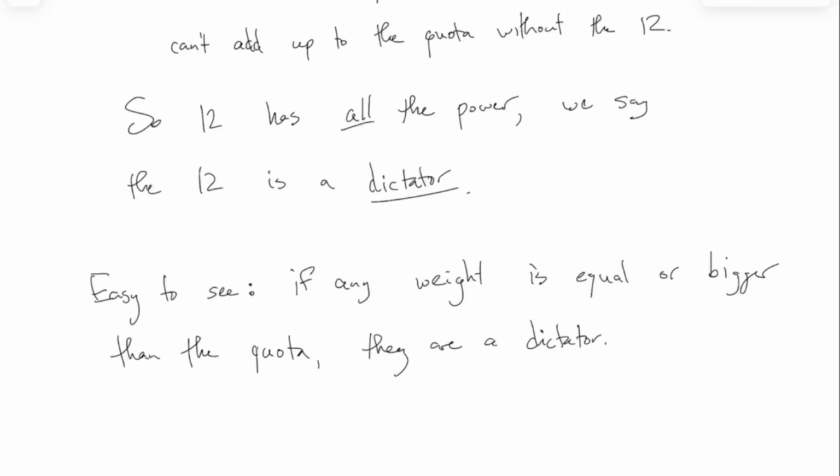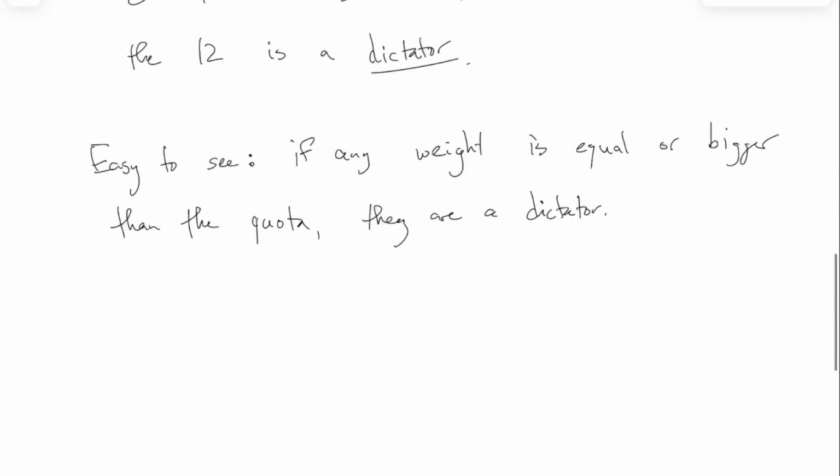All right, now there is an opposite of a dictator. A dictator is somebody who has all of the power. We have also seen examples where there are individuals with no power at all. That has a name also. So the opposite of a dictator would be someone with no power at all.